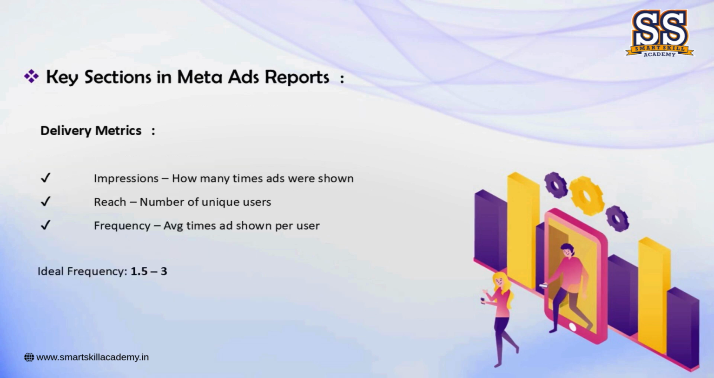In this session, we are focusing on the key sections in Meta Ads reports, specifically looking at delivery metrics which help us understand how often and to whom our content is being displayed. The first metric to track is impressions, which represents the total number of times your ads were shown on a screen. Next, we look at reach, which differs from impressions because it measures the specific number of unique users who saw your ad. Finally, we analyze frequency, which is the average number of times your ad was shown to each of those unique users. It is important to monitor this closely, as the ideal frequency for most campaigns typically falls between 1.5 and 3. Staying within this range ensures your brand remains top of mind without causing ad fatigue by overshowing the same content to the same audience.